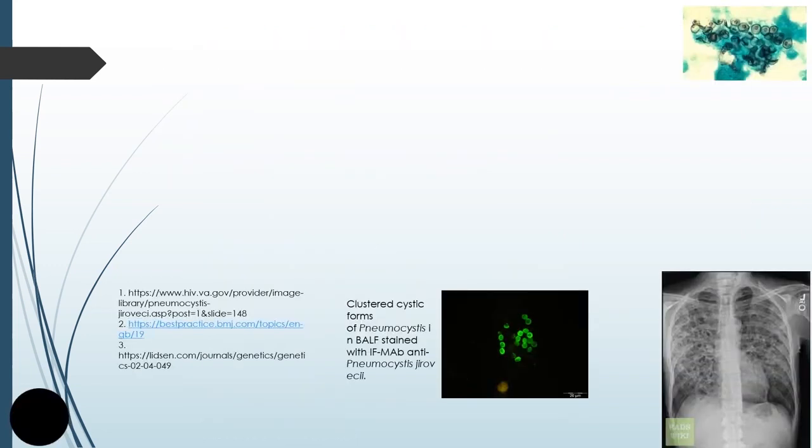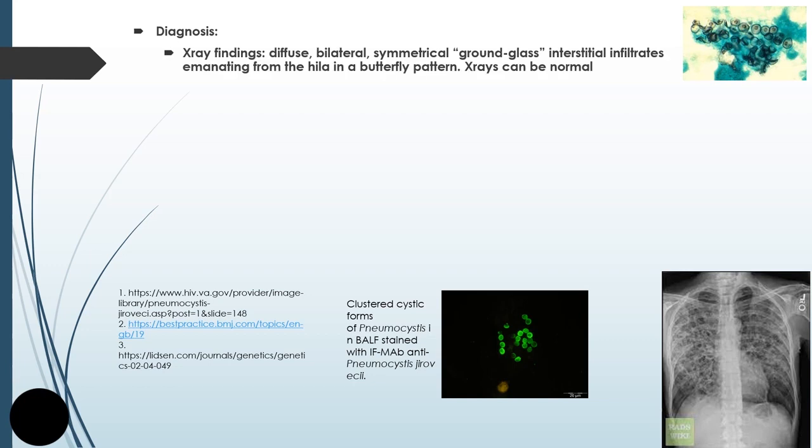Diagnosis is usually made with the tests which are helpful in diagnosing the PCP, and there are tests which are confirmatory for PCP. So the tests which are helpful in diagnosing or raising the suspicion include X-ray, which can be normal in few situations, but more typically it presents diffuse bilateral symmetrical infiltrates, which are ground glass in nature, and they emanate from hila in a butterfly pattern.